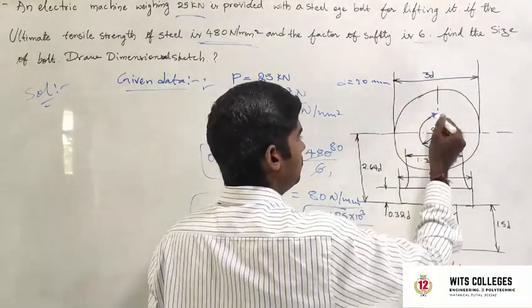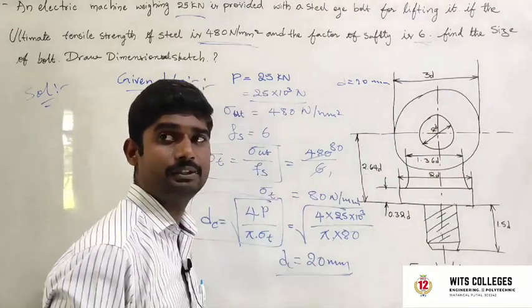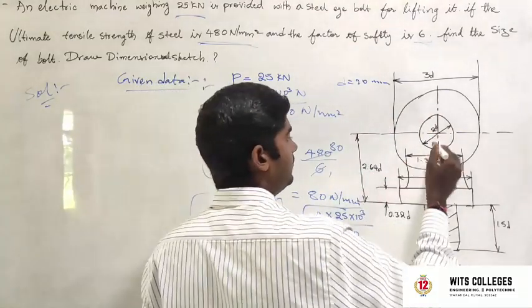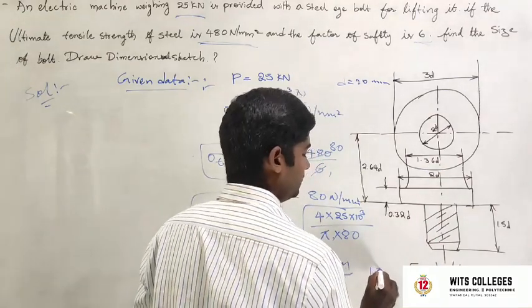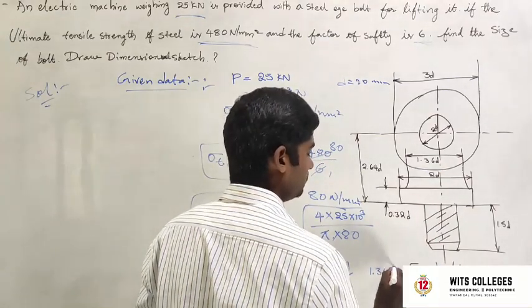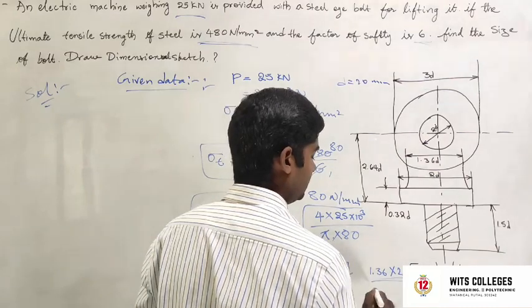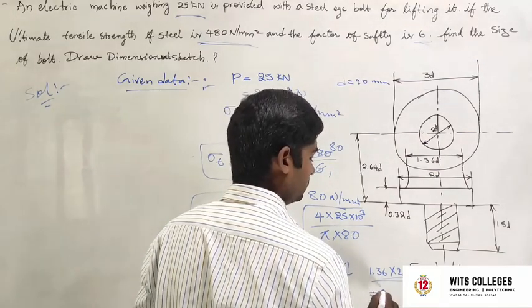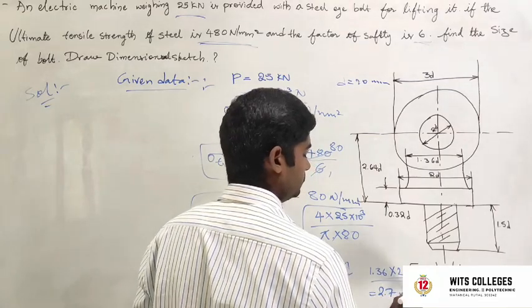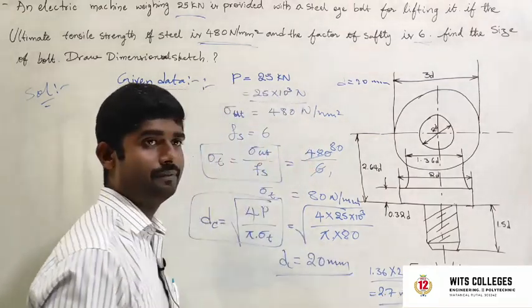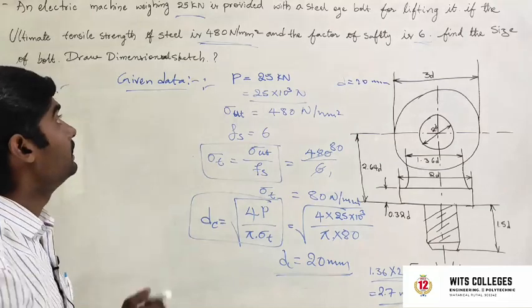Outer diameter is 2 into D, 20, and inner diameter is 0.836 into 20. Okay, like that. This is approximately 2.7 mm. Okay, like that. This is one of the important problems.